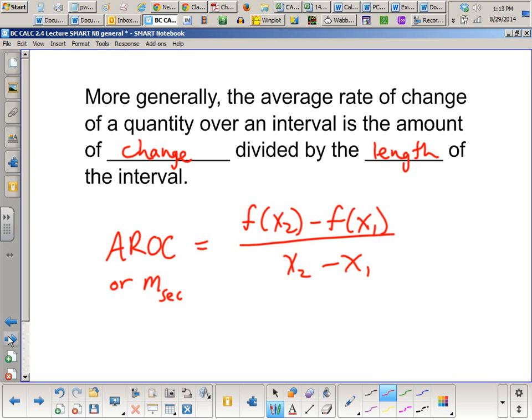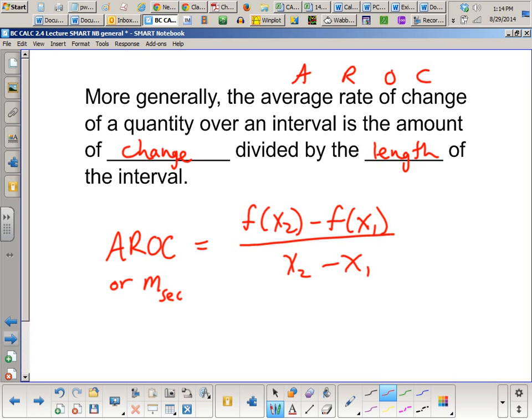The most general definition would be the average rate of change, or you could say AROC, of a quantity over an interval is the amount of change divided by the length of the interval. It does not have to be a time difference. So it doesn't have to be t sub f minus t sub i, final time minus initial time. It doesn't have to be a delta t, it can be a delta anything. And there's a formula that goes with this one.